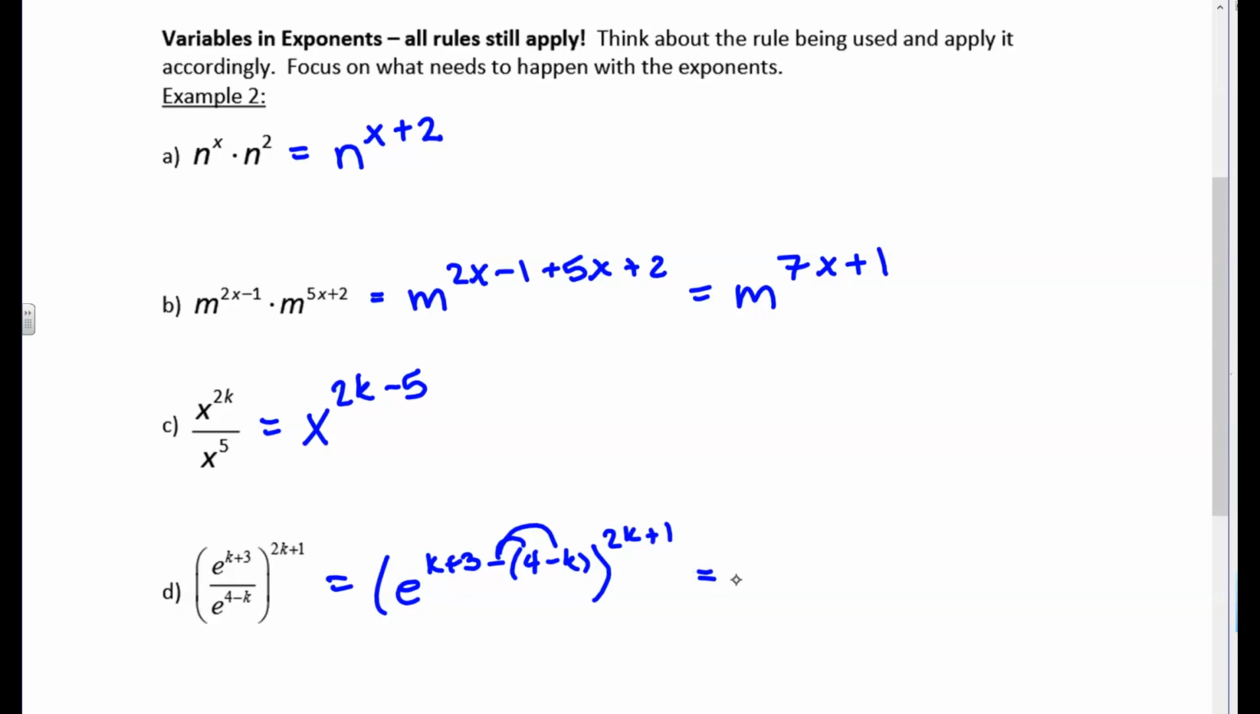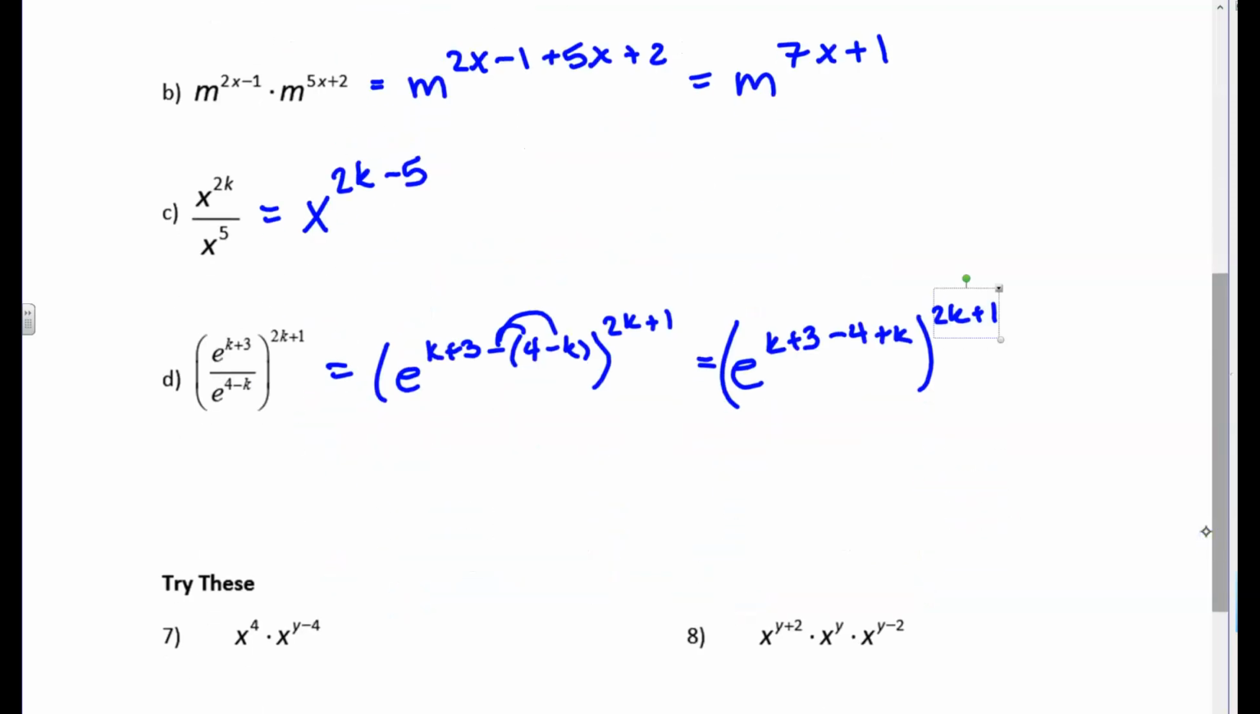So what happens now is we get e to the k plus 3 minus 4 plus k, all to the 2k plus 1. Then we're going to combine our like terms. I get e to the 2k minus 1, now raised to the 2k plus 1.